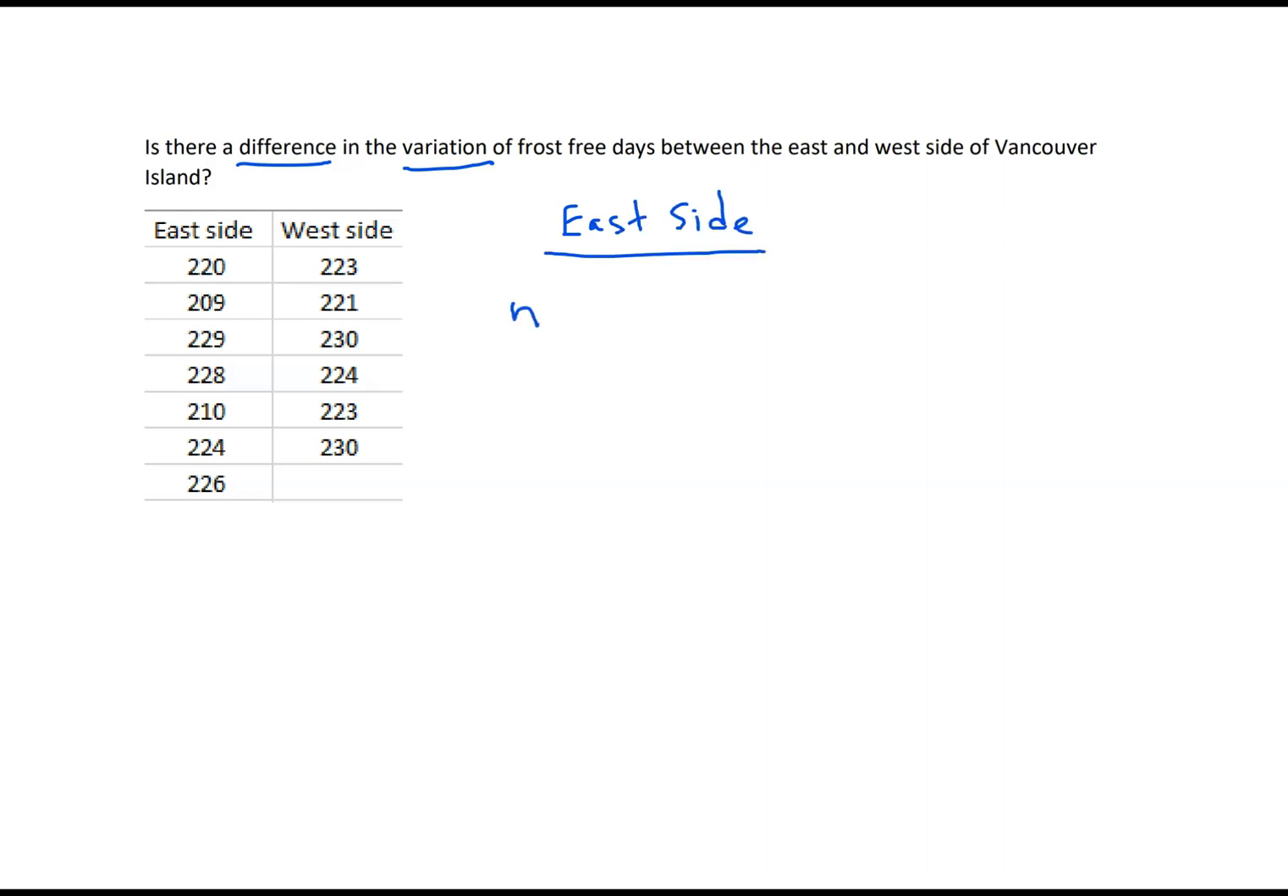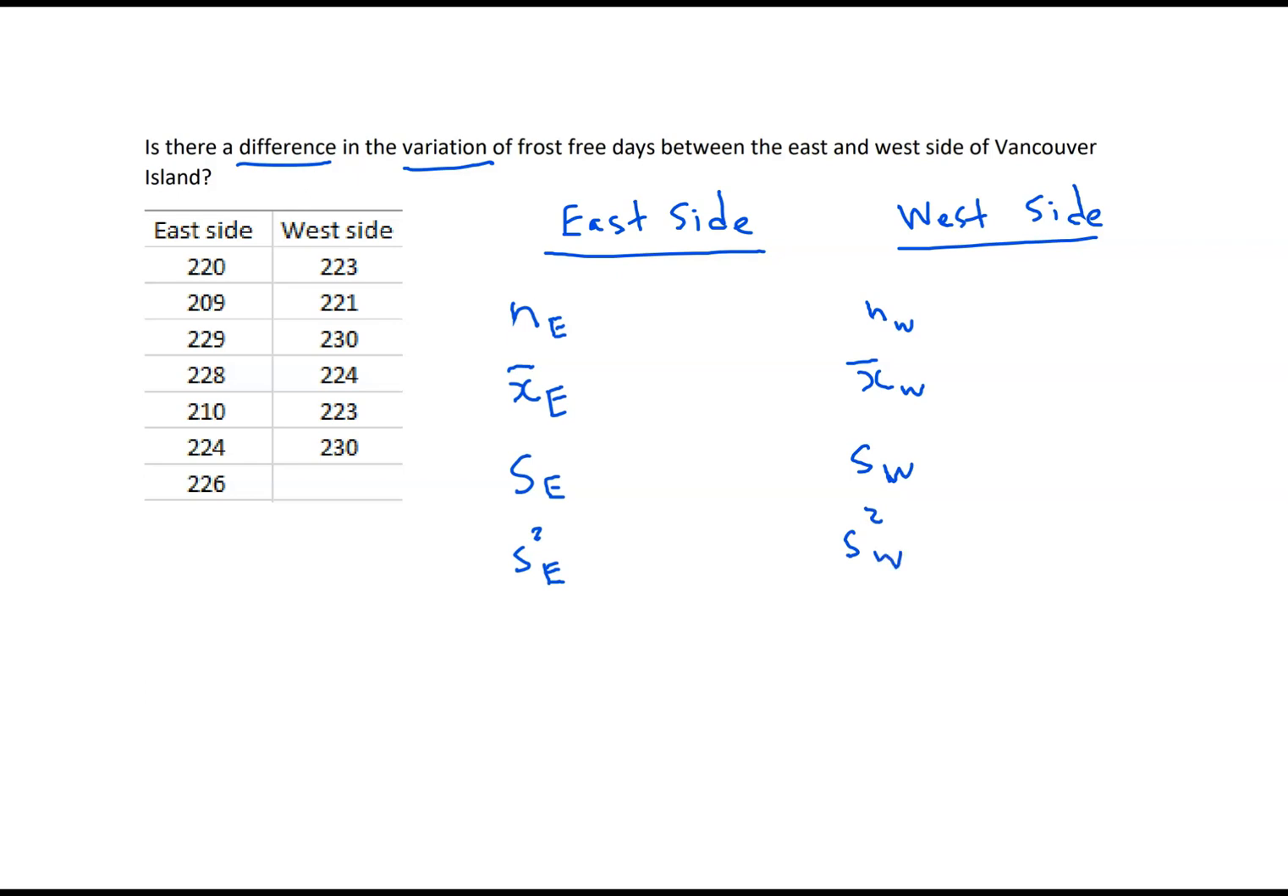So I'm going to find my N value for the east. I'm going to find my X bar for the east, even though that's not really required. And I'm going to find S for the east. We can go a little bit further if you want to find S squared for the east. So I might as well do all of those for east, and then I'll do the same thing for the west side. And again, I'm just using little subscripts E and W to differentiate between the two.